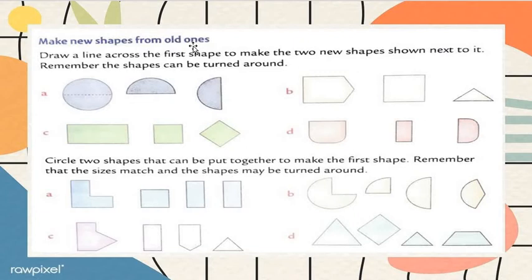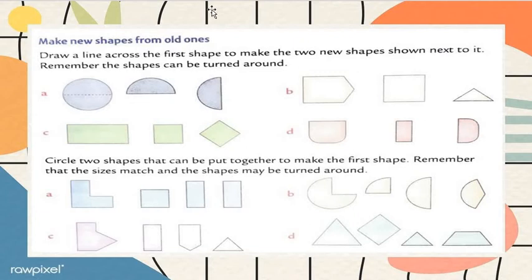Draw a line across the first shape. What, my dear students? Draw a line across the first shape to make the 2 new shapes. Show one next to it. Remember, the shape can be turned around.